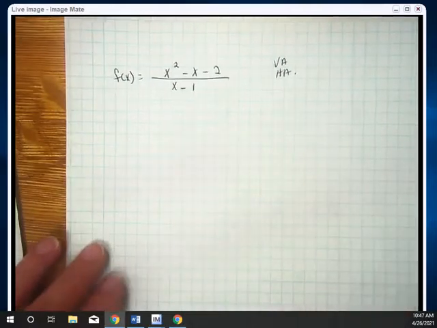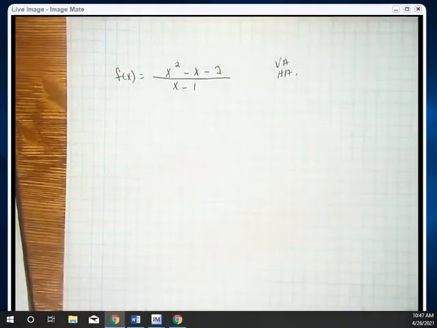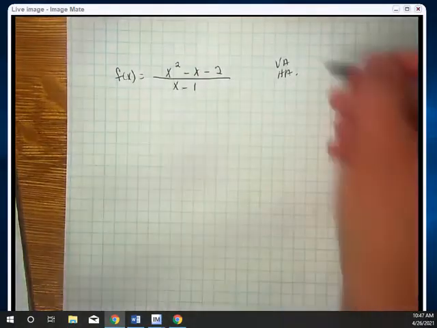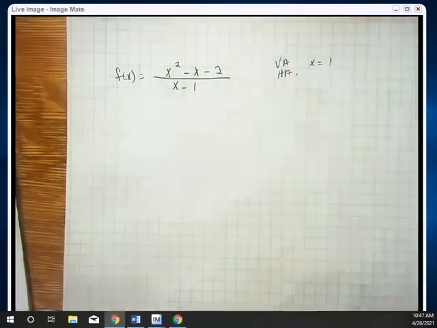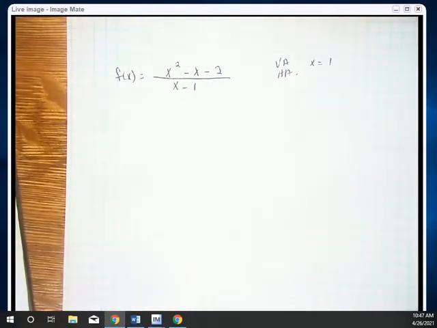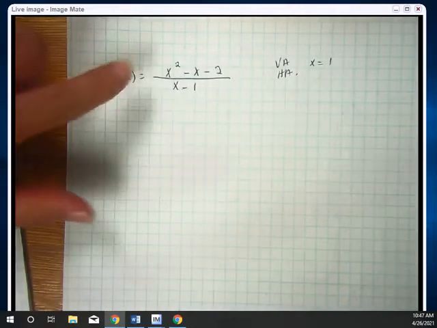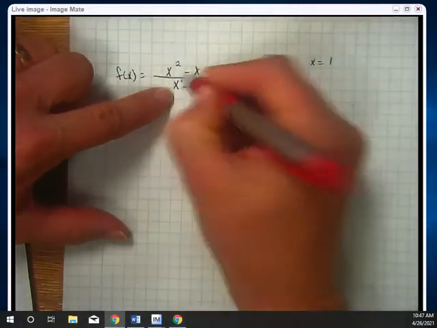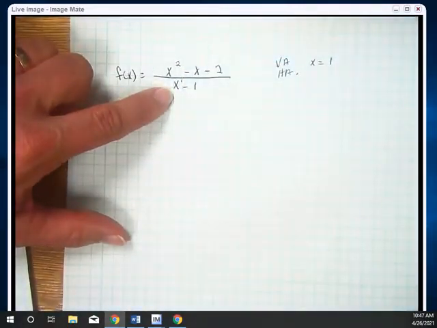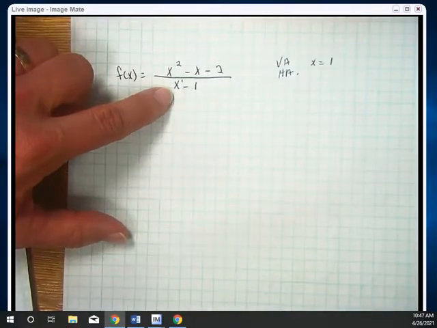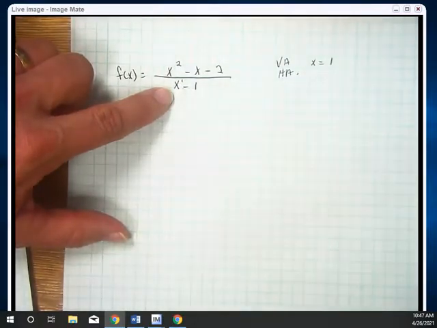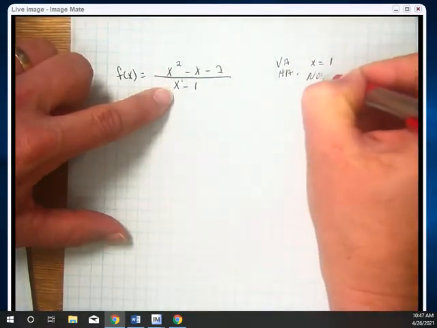All right, let's start with our vertical asymptote. Vertical asymptote is 1. X equals 1. This time we're looking at horizontal asymptote. Our exponent 2 is greater than 1. What do we know? There is no horizontal asymptote.